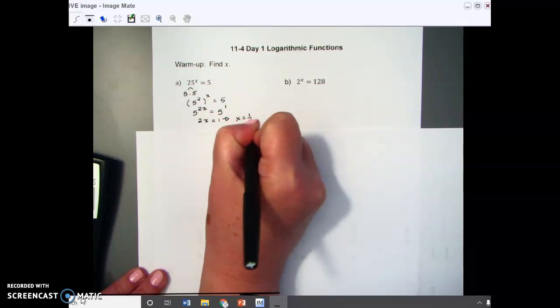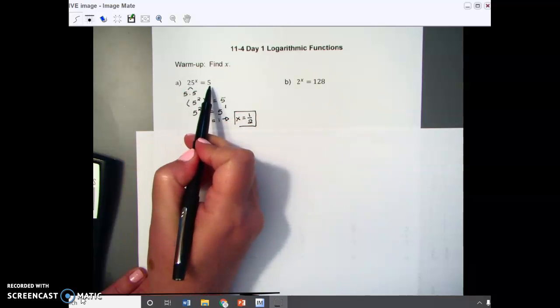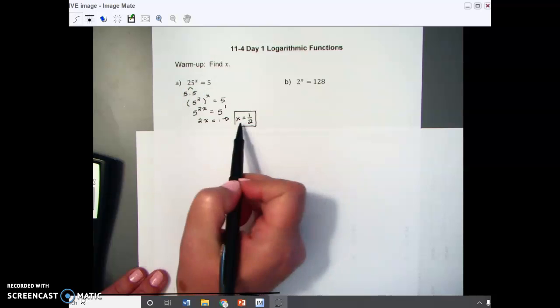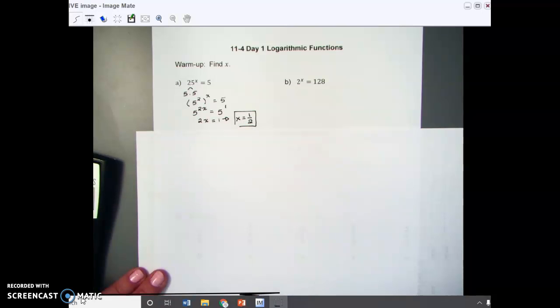to 1/2. So if we think about it, the square root of 25 is 5. And if I say 25 to the 1/2 power, that's really saying the square root of 25 because the denominator represents the root in the exponent. So again, if you now understand how to do it, pause it and see if you can do B.